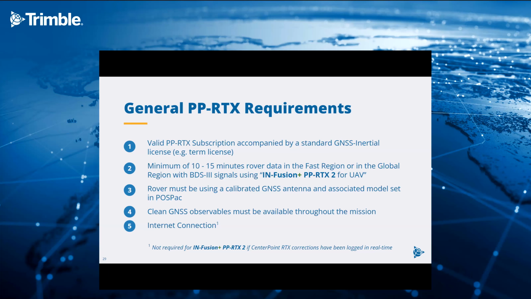The rover must be using a calibrated GNSS antenna, and that antenna needs to be selected in POSPac and needs to be an associated model here. You need to have clean GNSS observables throughout the entire mission and internet connection. However, that internet connection is not required for Ion Fusion Plus PP-RTX2 processing if CenterPoint RTX corrections have been logged in real time.